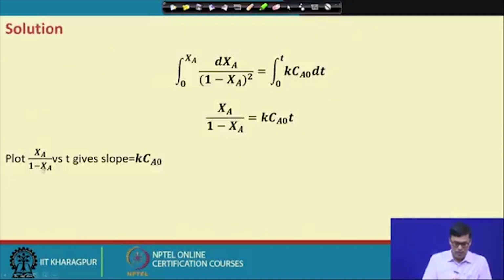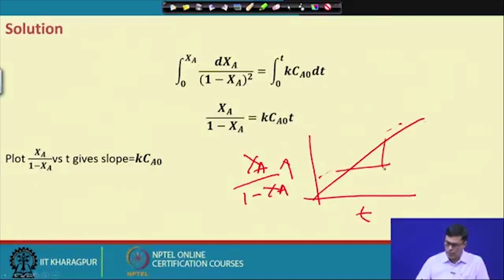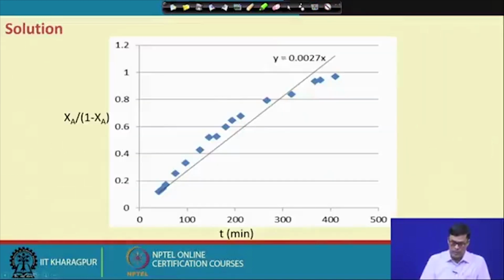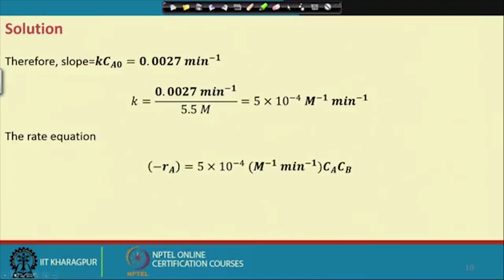So if we plot Xa by 1 minus Xa versus t, in this equation, this passes through the origin, and the slope will give you the value of K into Ca0. We know the Ca0 value, so we can find out the value of K. From the slope we can find the value of K, and this is how the K value is obtained.